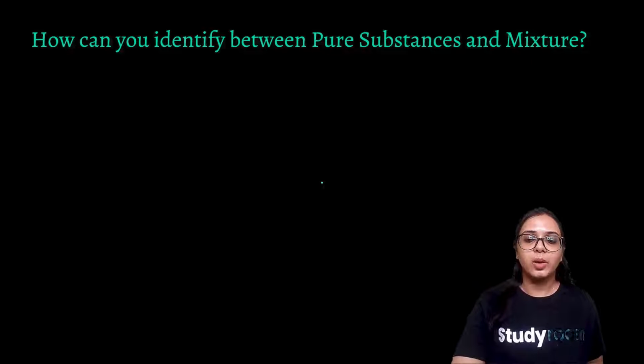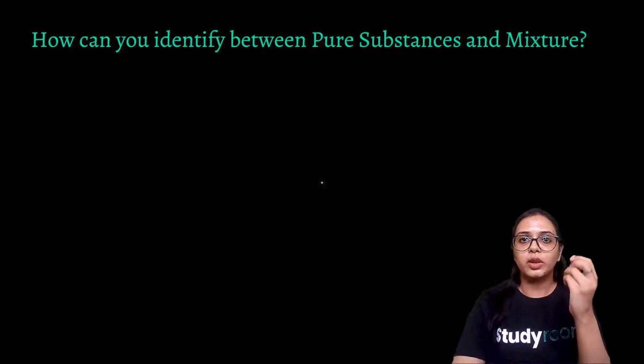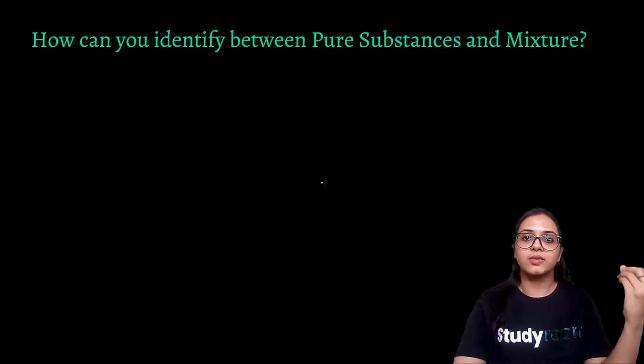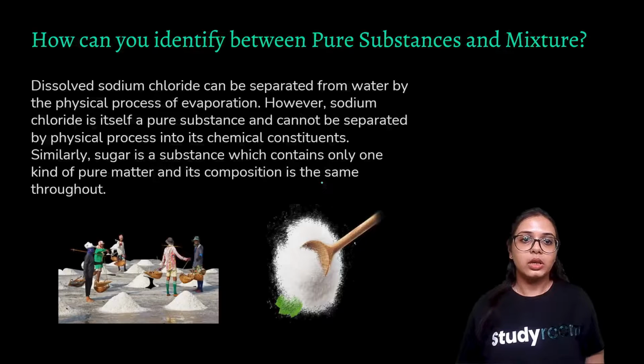How can you identify between pure substances and mixtures? I have given you the basic guideline of how you can designate whether a substance is pure or a mixture. But then how do you identify? So, let's have a look. Dissolved sodium chloride can be separated from water by the physical process of evaporation. However, sodium chloride is itself a pure substance, and that cannot be separated by physical process into chemical constituents. Similarly, sugar is a substance which contains only one kind of pure matter, and its composition is the same throughout.